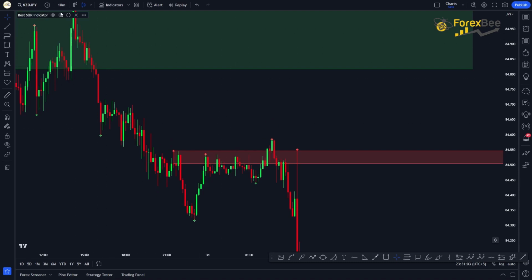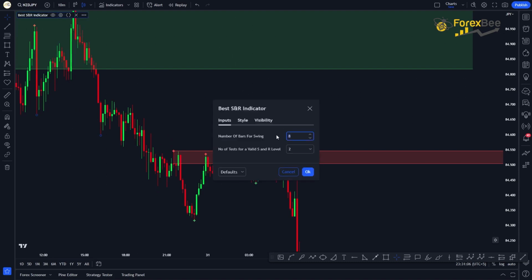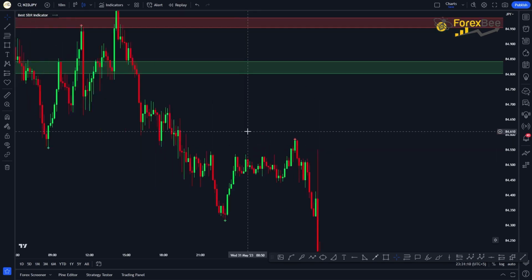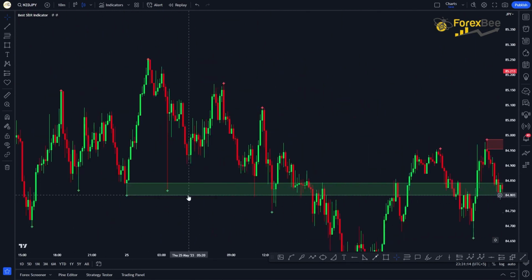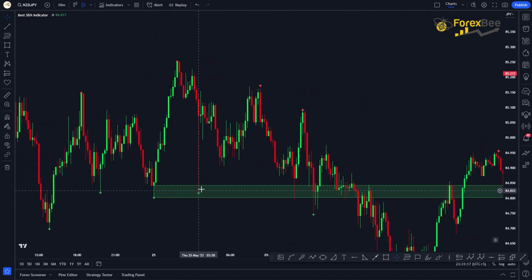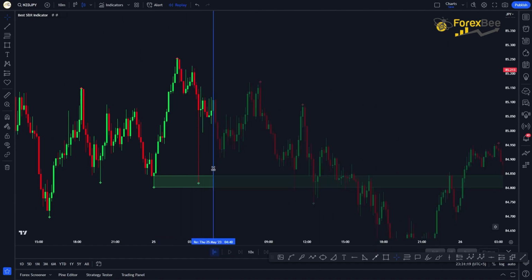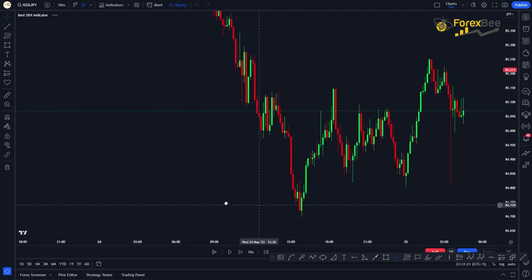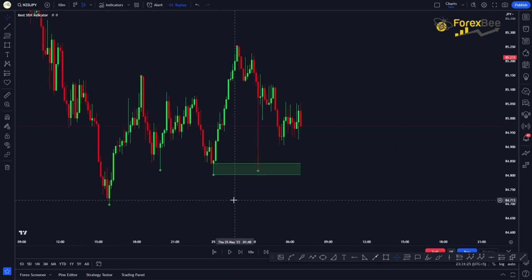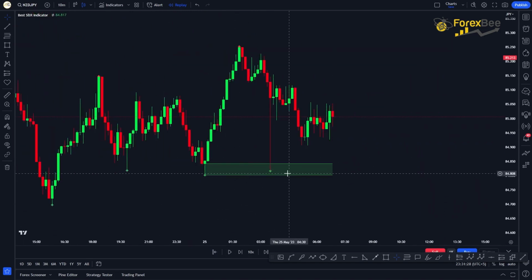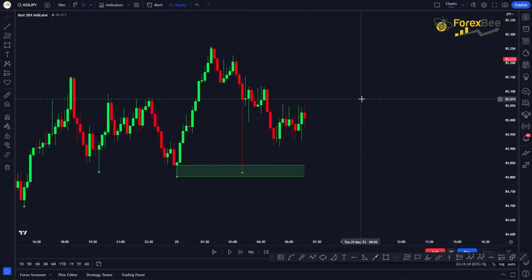So let me change this value from 8 to, let's say, 14. And once I apply it, you'll see that it finds much better support and resistance levels. As you can see here, the support level was drawn as soon as this pivot formed. So let me forward play the market, and here we can see that the indicator has identified this as a valid support level. So next time the market comes back to this level, we're looking for the market to bounce back in the upward direction.